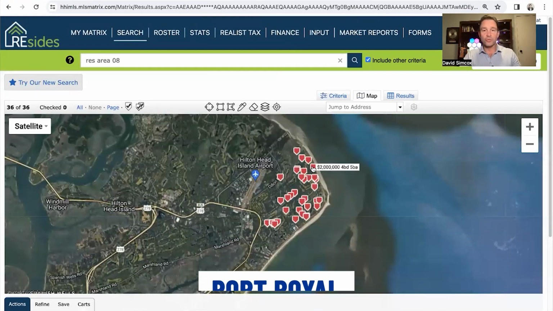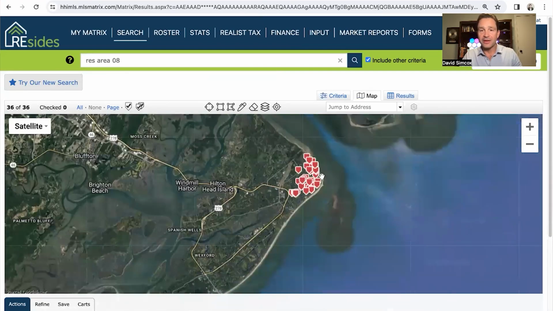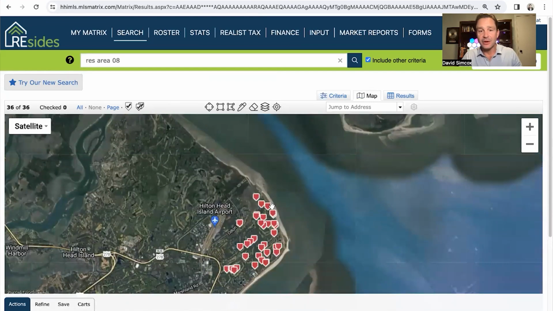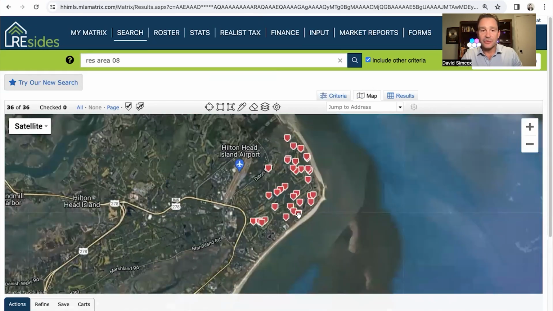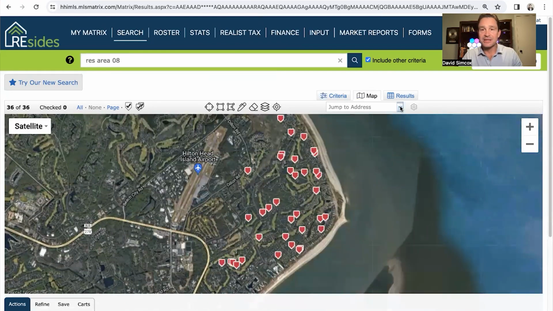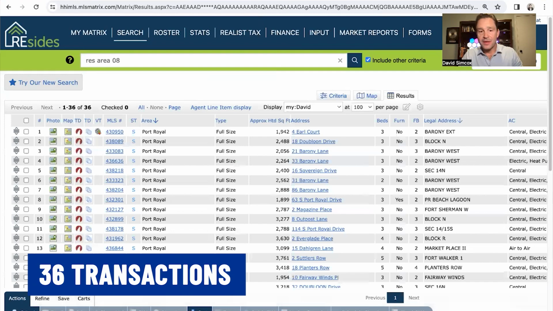This is Port Royal, and Port Royal is right here on what I would consider the heel of Hilton Head Island. Right here, part of it is along the ocean on this side, and part of it is on the inlet over on this side, but quite a bit of beach frontage here. And let's just zoom in so you can see quite a few transactions, 36 total.